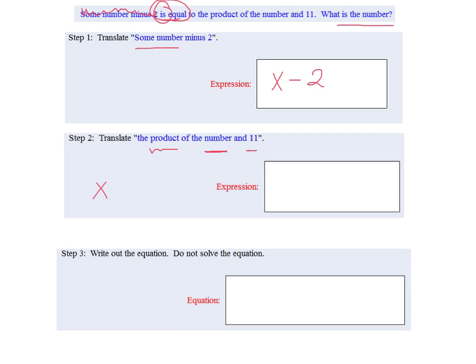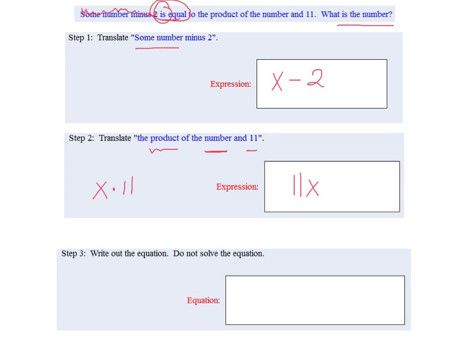Now I could write that x times 11, but typically the way that you're going to see that is the number goes in front of the variable, and we probably wouldn't even bother writing the dot. We would just write it 11x. All right, so what we have then, step 3 tells us just to write out the equation, and this one we don't even have to solve it. We're just going to write out the equation.